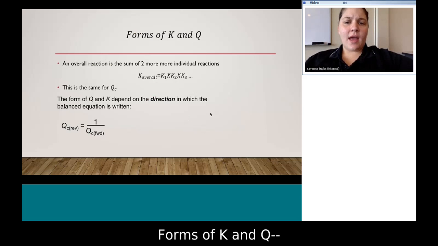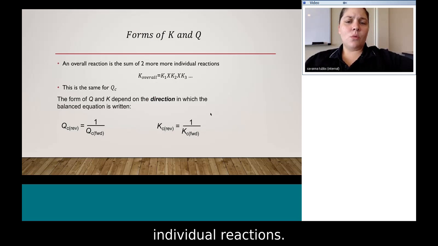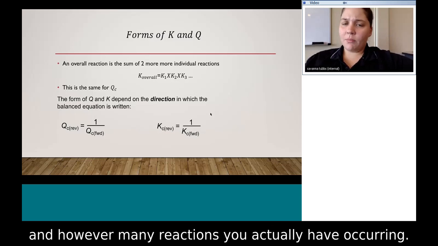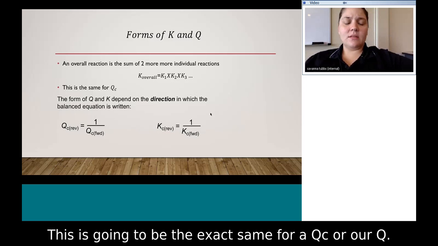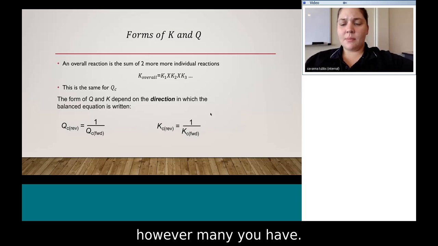Forms of K and Q. An overall reaction is the sum of two or more individual reactions. So our K overall is going to be K1 times K2 times K3, and however many reactions you actually have occurring. This is going to be the exact same for our Qc, or our Q. So the Q overall will be Q1 times Q2 times however many you have.